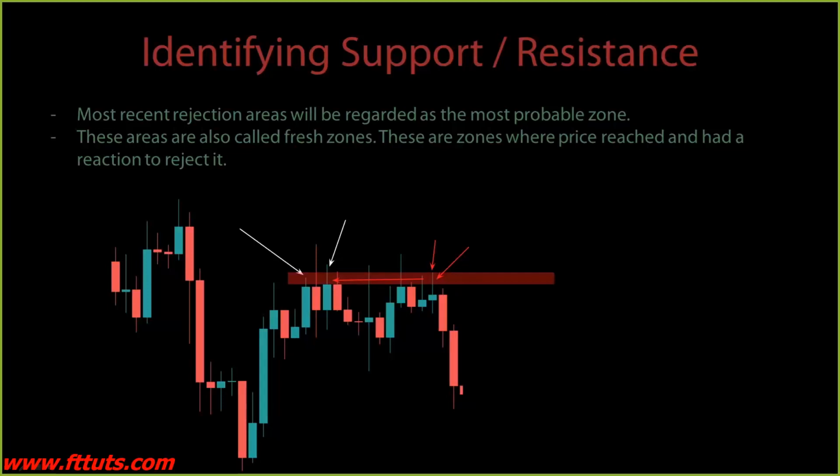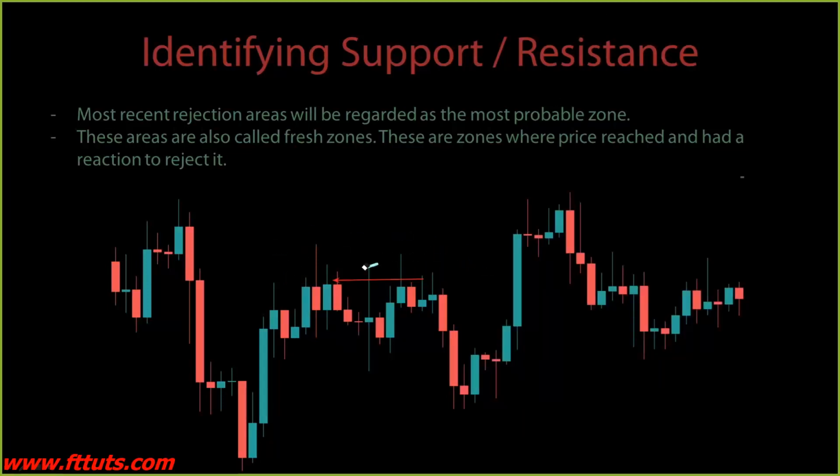Now, fresh zones are basically zones which have been recently rejected. So this example was just to show you how you can have a resistance here. Let me just get the other one. So yeah, you have a resistance here, and then price came down. It formed a support right over here, and then price continued to go up.